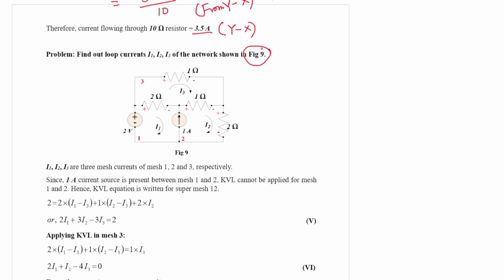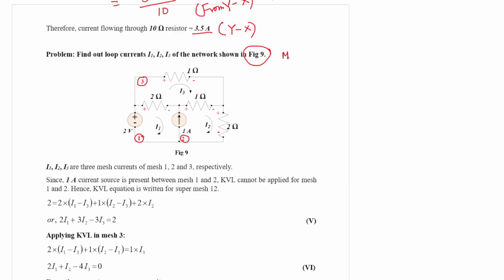Okay, so this is mesh number 1. This is mesh number 2. This is mesh number 3. There are 3 meshes, so we will write 3 mesh equations. Let us write them one by one.